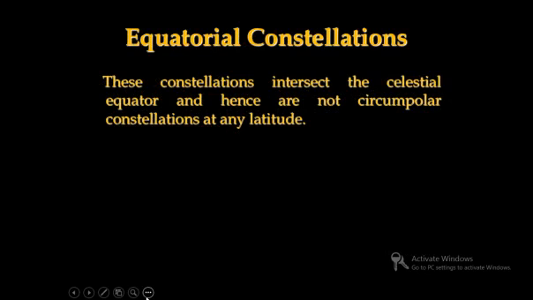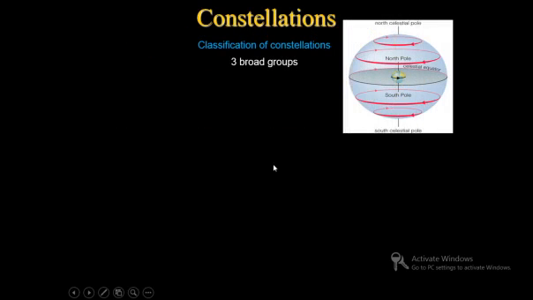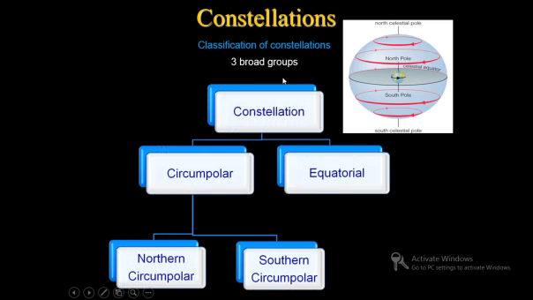Similarly, equatorial constellations are those constellations which are along the celestial equator. That means they intersect, they are present along the celestial equator, and hence they won't be circumpolar constellations at any latitude. They seem to rise and set. So based on the concept of setting and rising, or circumventing the poles, we can divide the constellations into three broad groups.